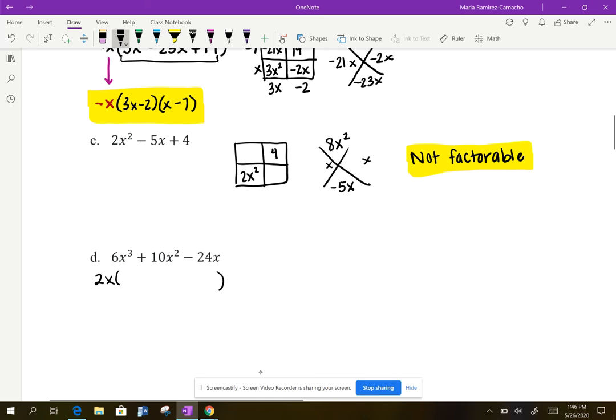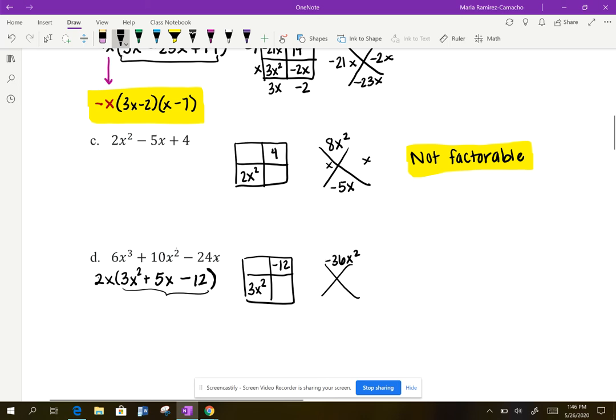Factoring out a 2 from 6 leaves me with 3, and then factoring out an x from x cubed leaves me with x squared. 10 divided by 2 is 5, x squared divided by x is x. 24 divided by 2 is 12, x divided by x is just 1. So this last term is constant. And this is what we put into our generic rectangle. 3x squared goes here, -12 up here. You multiply those two together to get -36x squared.